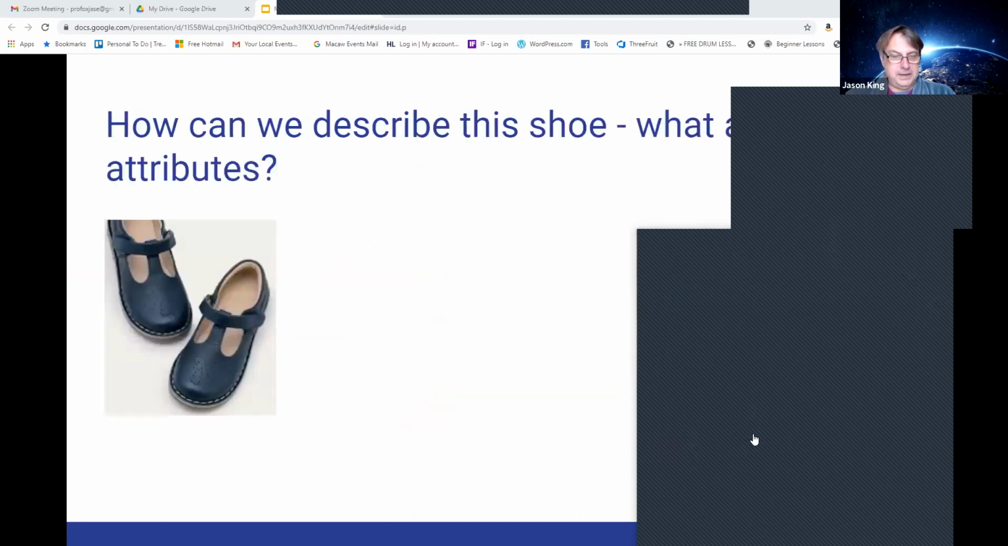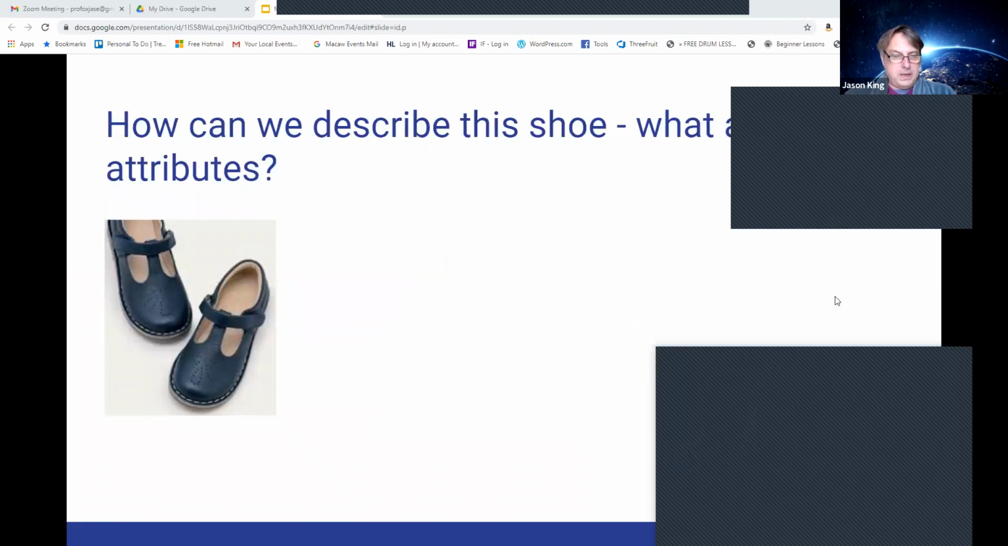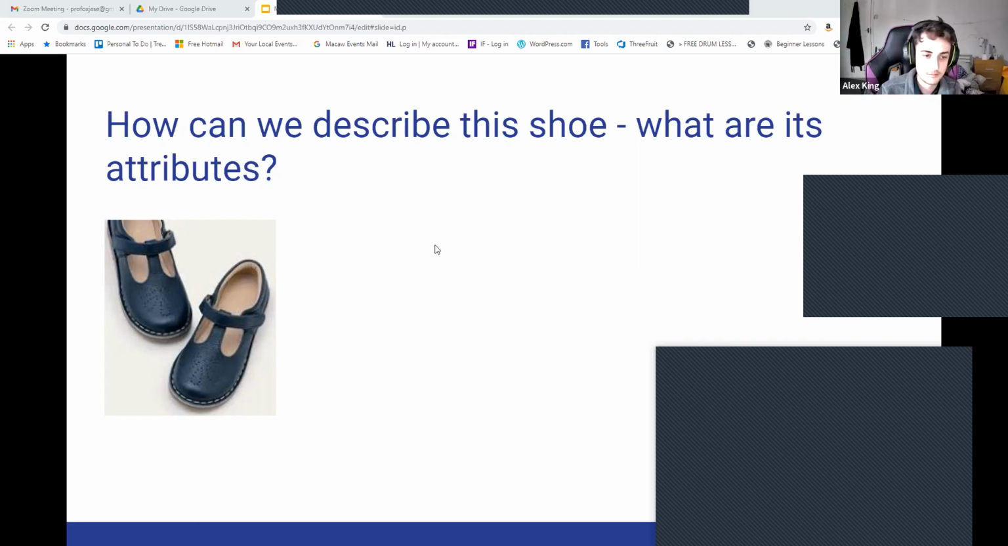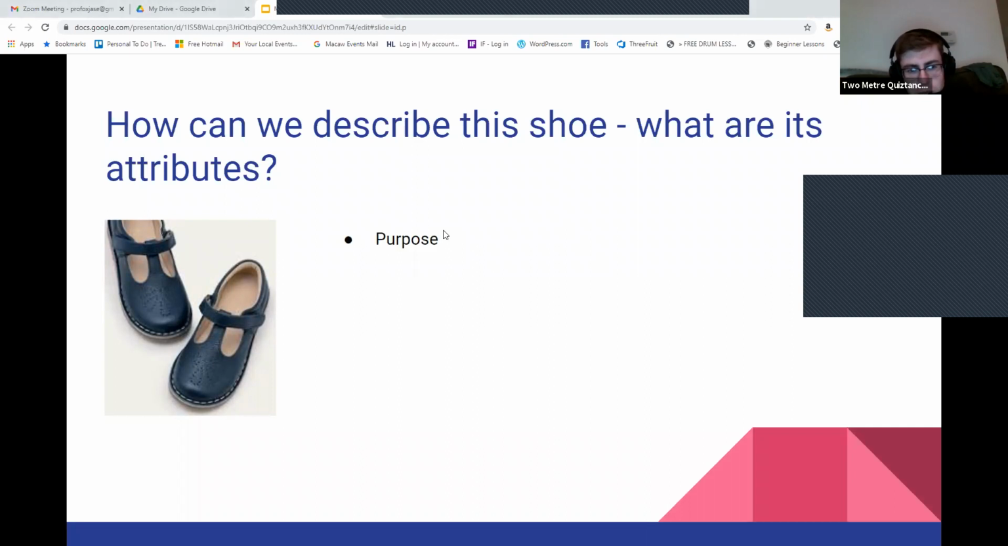Let's go to the next slide. So, how can we describe this shoe, and what are its attributes? What I mean by its attributes is, what are the features of this shoe? It has a strap. Okay, yeah, it has a strap. Anyone else? It's made of leather or something similar looking. It's blue. It has good ankle support. Okay.